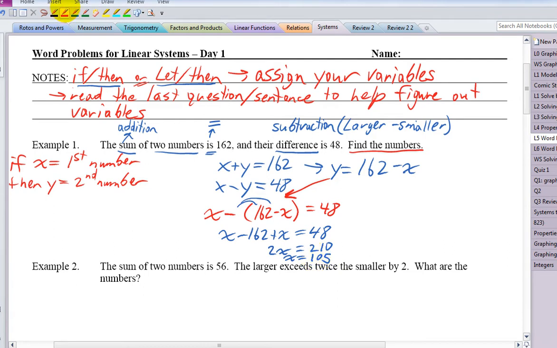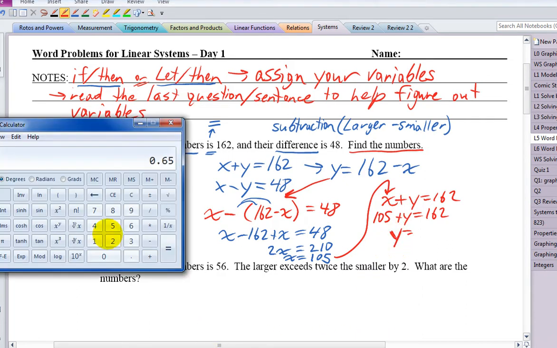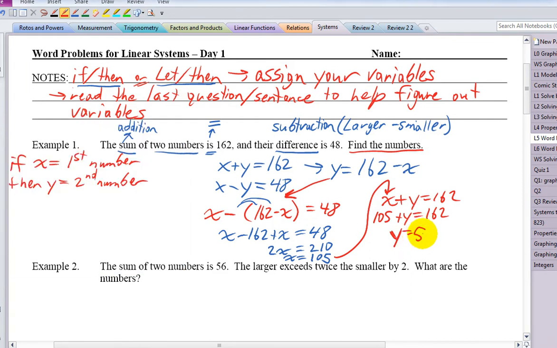Now that we know X, let's substitute in and find Y. Okay. So X plus Y equals 162. We'll put that number in for X. 105 plus Y equals 162. What does Y equal? 57.